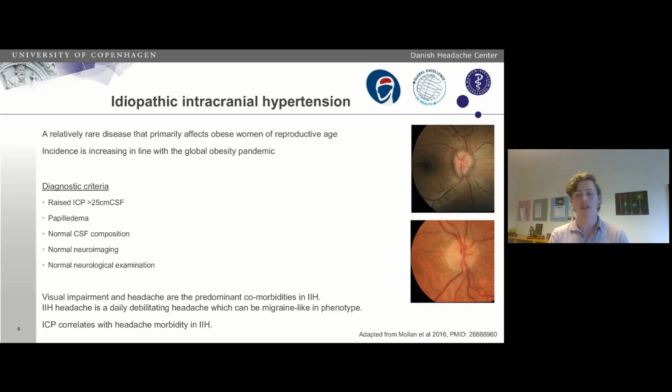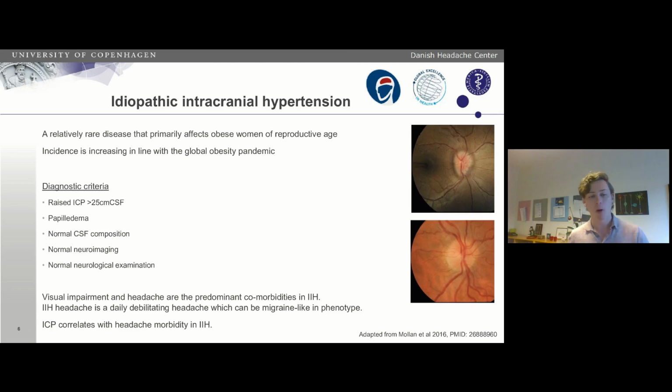So if you can cast your eyes to the right of your screen, the top image is of a retina with papilledema. You can see that swelling in the middle. Whereas if you look at the image below, that's the same eye with the papilledema resolved. If papilledema goes untreated, it can lead to visual loss and eventually blindness. So this is a symptom that needs addressing in these patients.